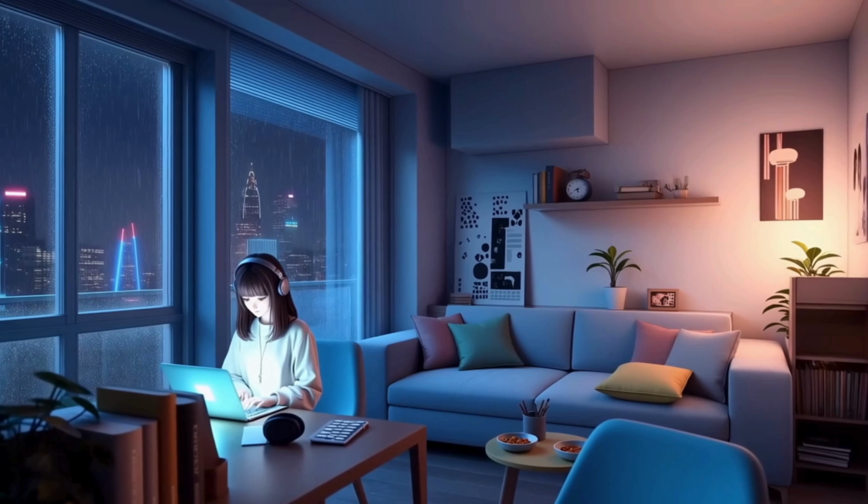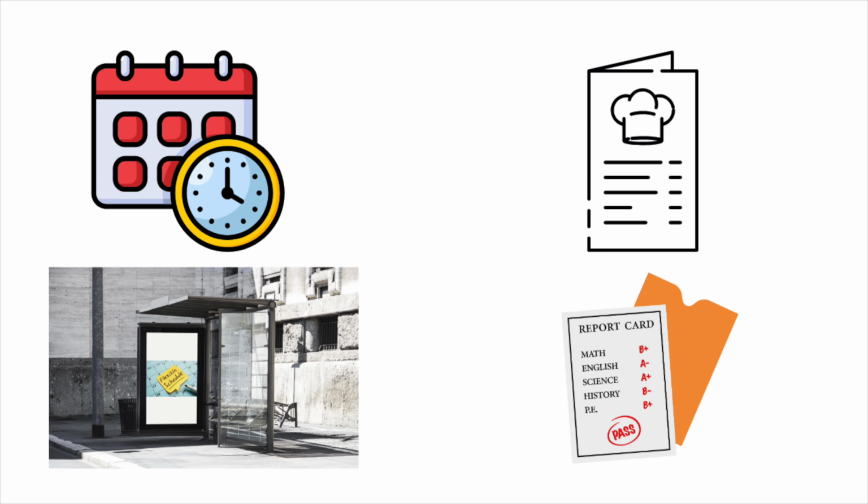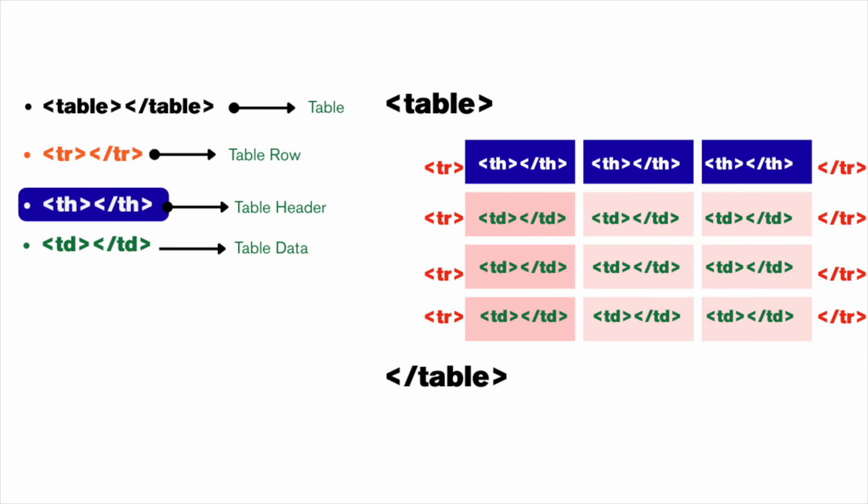Here's your real-world challenge. Pick one of these: a weekly class schedule, a restaurant menu, a bus timetable, a grade report. Draw it on paper first using rows and columns, then translate it into HTML using table, TR, TH, and TD tags. If your data looks clean on paper, your HTML table will look clean too.